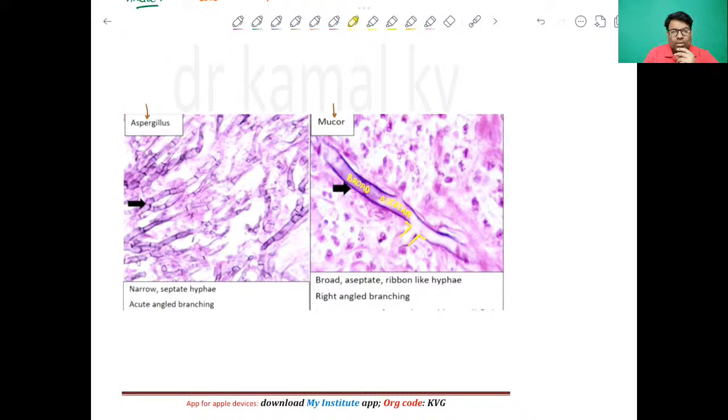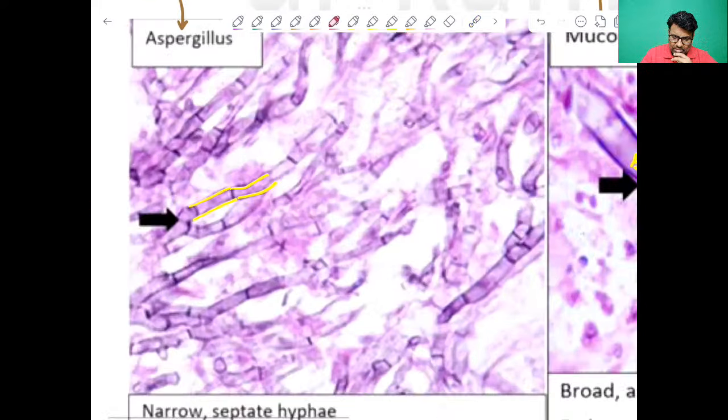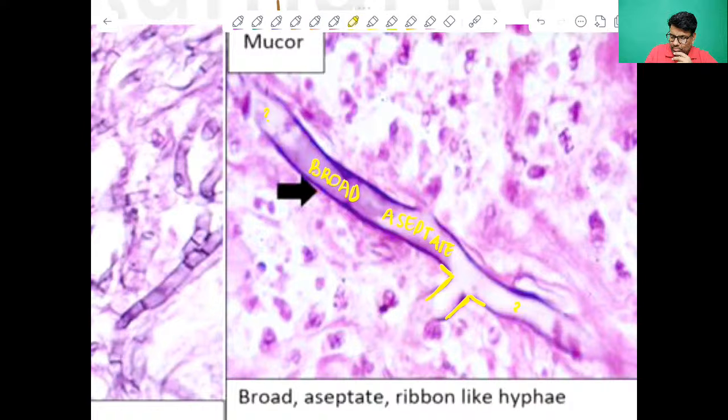Whereas, let us see the pattern in case of aspergillus. So here we can see it is quite narrow, okay, something like this. And in the middle we can see the septations. So these lines, these are all septations, right? So we can clearly see the septations here. If I zoom it, you can easily see the septations. These are the septations, right? So these black lines, now these are missing in a slide of Mucor. There are no septations, no black lines, right?